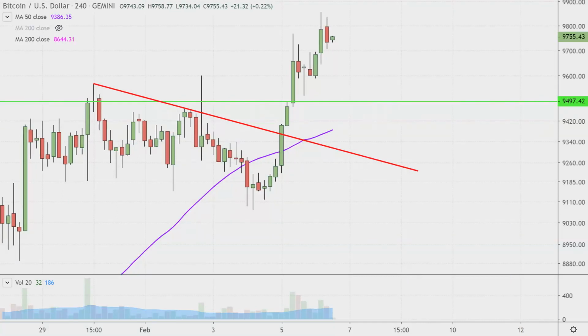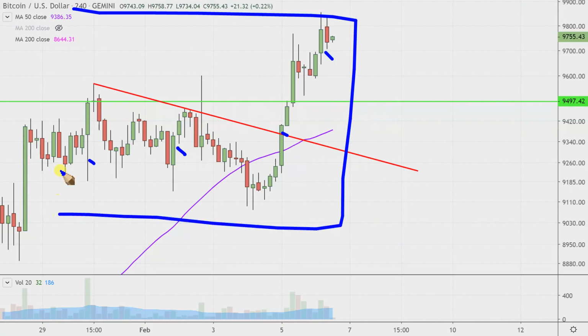Real quick, what do I mean by 4-hour in case maybe you're new to charts? Instead of each one of these candlesticks here representing 1 day's worth of price action, which is what you would normally see, each one represents 4 hours. So this here may look like a few weeks worth of time. It's actually just the past few days broken down into 4-hour time slices.